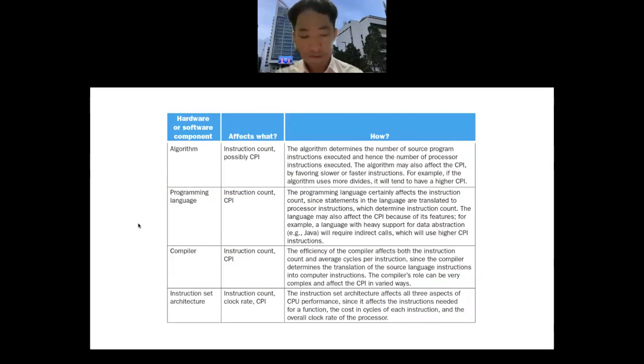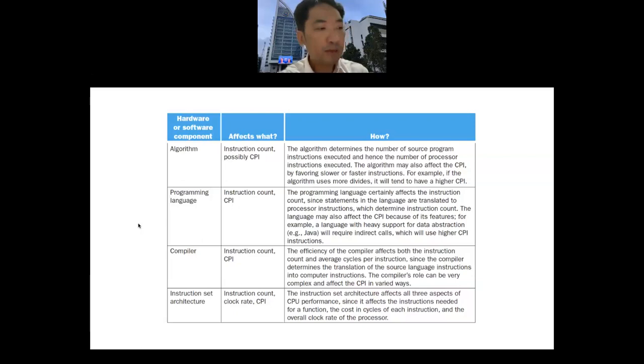In this table, you can see that we have the algorithm here, we have the programming language here, we have the compiler here, and we can see the instruction set architecture here. This table gives us the idea of which hardware and software components affect the performance of the computer.